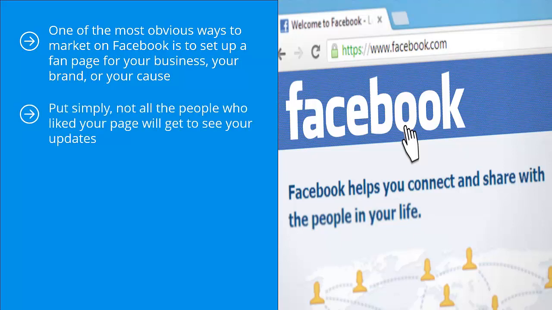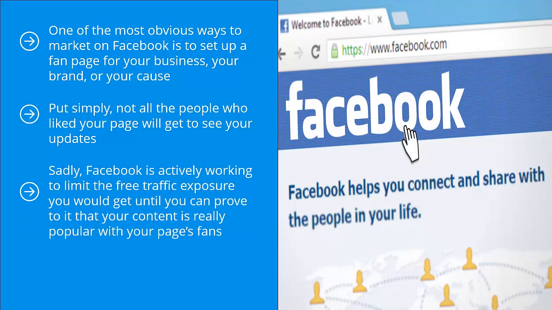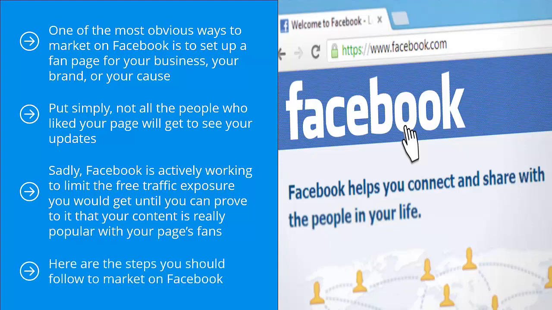Put simply, not all the people who liked your page will get to see your updates. In fact, in most cases, only a small fraction of those people will get to see your updates. Sadly, Facebook is actively working to limit the free traffic exposure you would get until you can prove to it that your content is really popular with your page's fans. Here are the steps you should follow to market on Facebook.